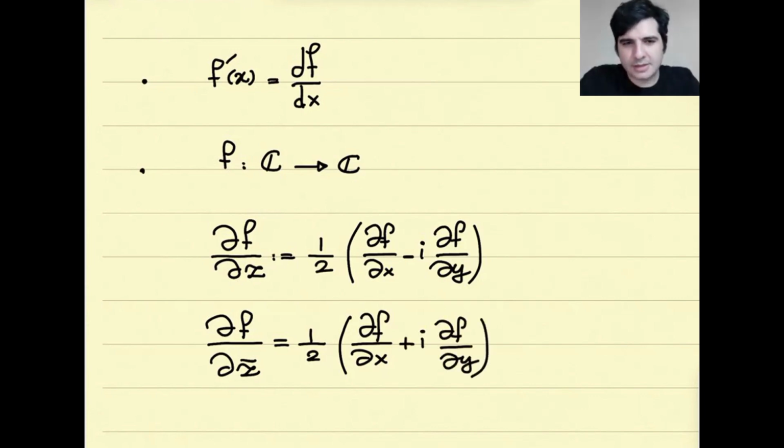We discussed why these are natural definitions for the derivative. We will discuss them again when we get to the notion of complex differential forms. But at this point, you can take them as definitions. So we have these two derivatives with respect to z and z bar.